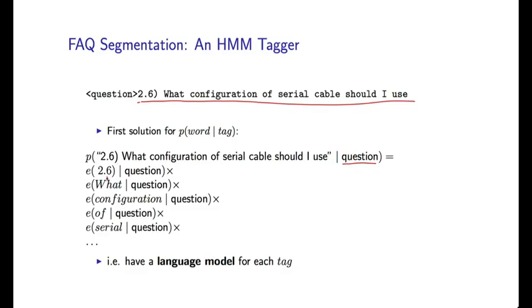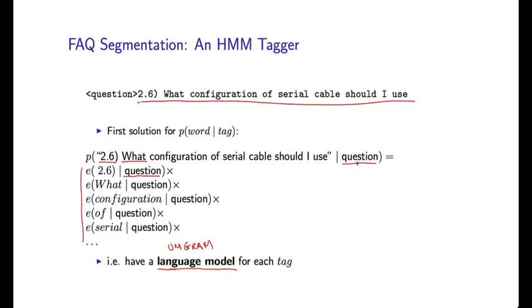And so we'd have emission parameters where we condition each word in turn on the identity of the tag, question in this case. So I have E of 2.6 given question, that first word, times E of what given question, the second word. Here I just have one E term for each word in the sentence. This looks very much like a language model for each tag, for example, question. In fact, this is essentially a unigram language model, which is trying to define the conditional probability of a particular entire sentence or entire line conditioned on a particular tag.